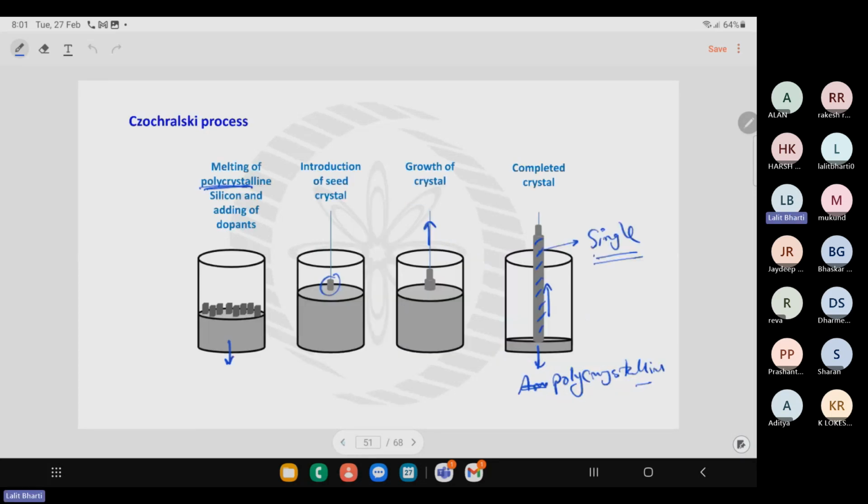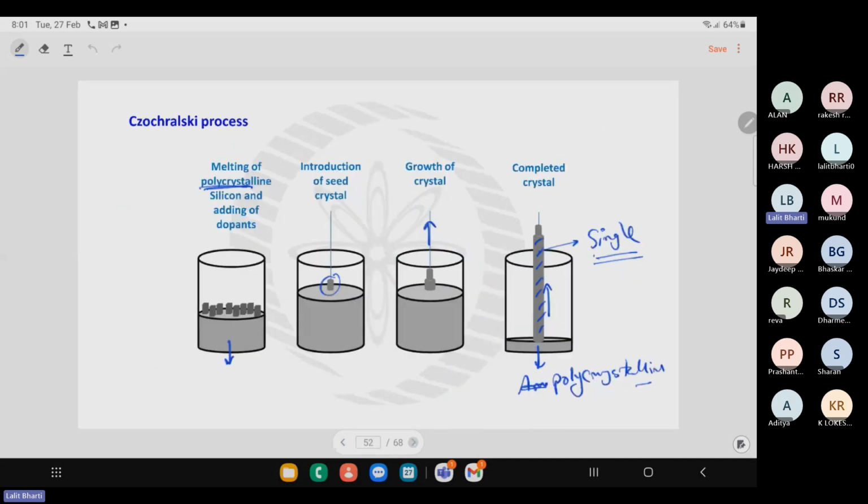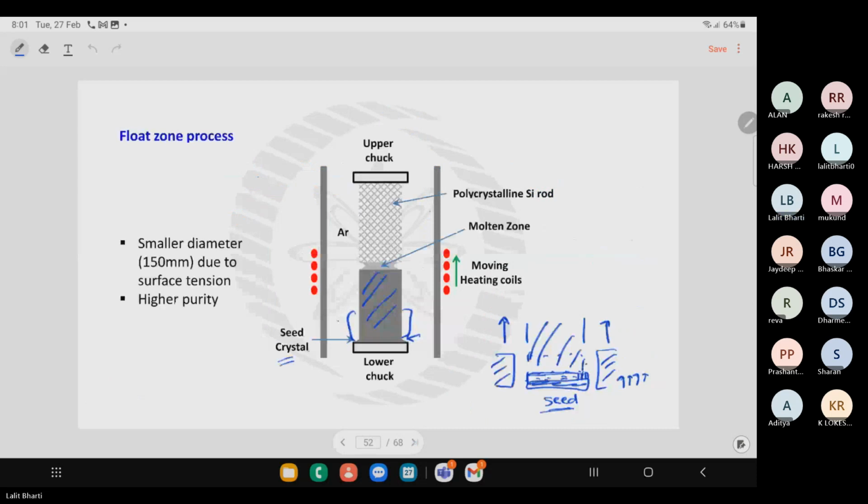In that case, your heater was still and your rotating chunk was moving. But in the case of the float zone process, your heater will move, and as you move upward, this will again freeze in single crystalline nature, similar to your seed crystal. So that is again a way to do the float zone process and make high quality single crystalline silicon.